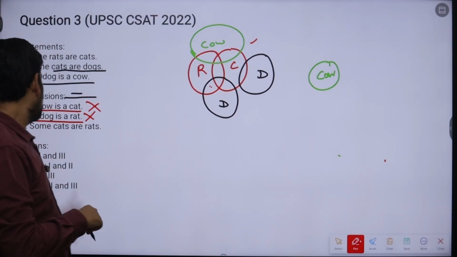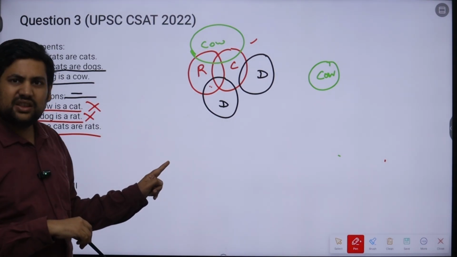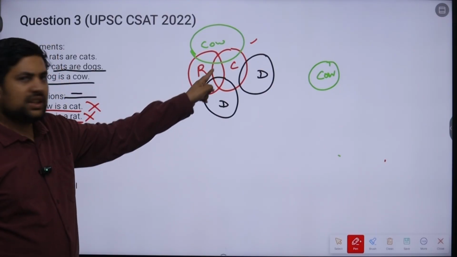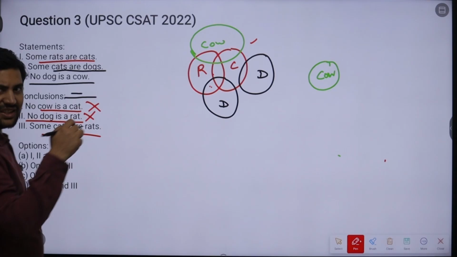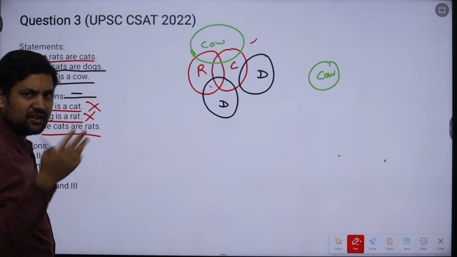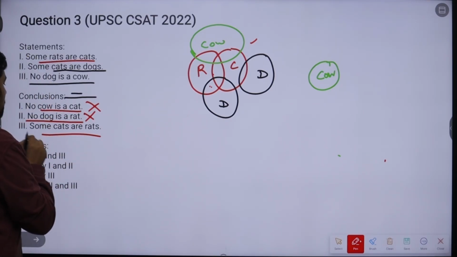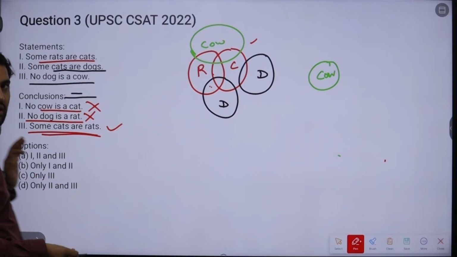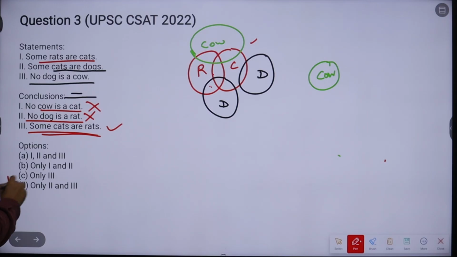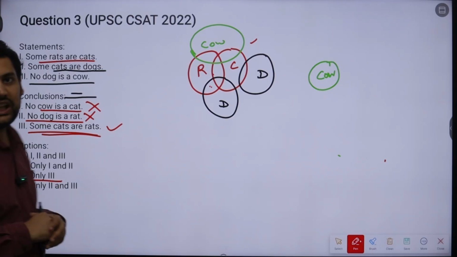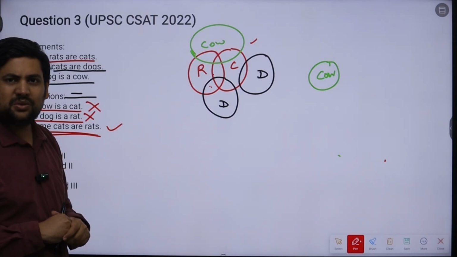Again, wrong. Then, some cats are rats. Is this correct? Yes. There must be some cats that are rats, because if some rats are cats, then of course some cats are also rats. So some cats are rats is correct. So these two are wrong and the third one is correct. Answer becomes C. That is only 3. Understood?